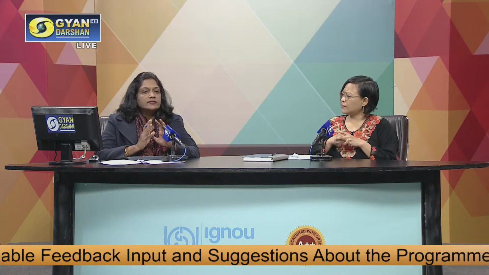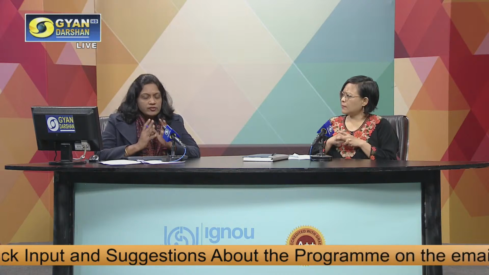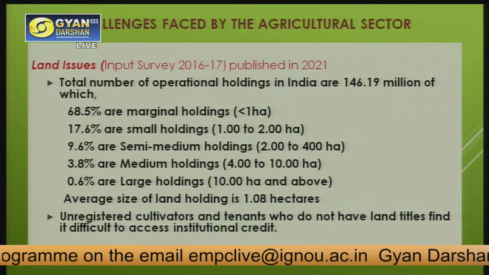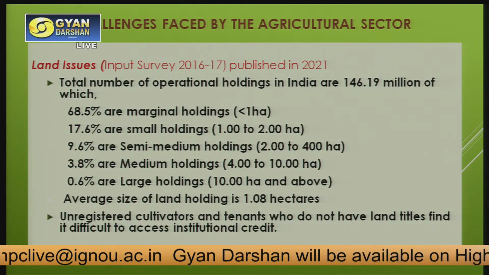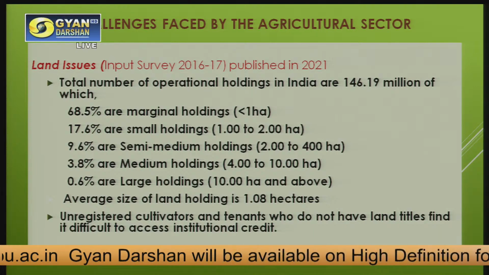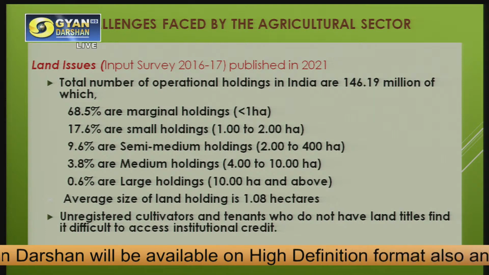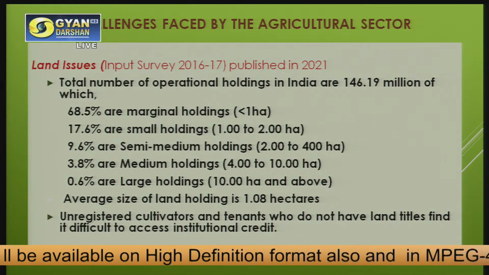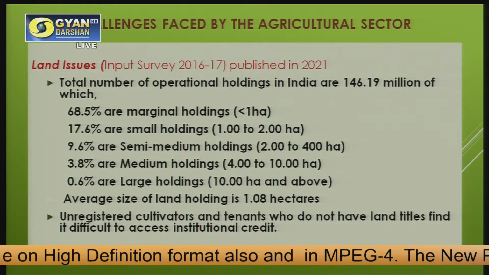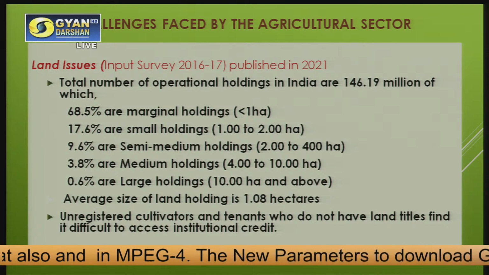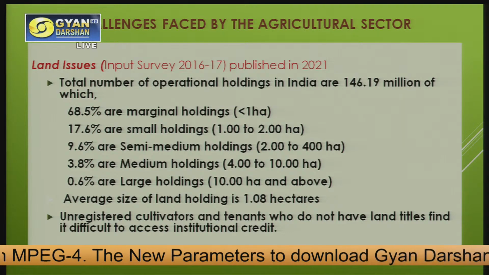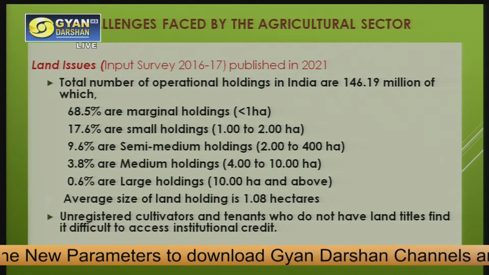Now, India has divided the size of holdings into several categories. For example, if the size of holding is less than 1 hectare, these are called marginal holdings. If the size is from 1 to 2 hectares, these are called small holdings. If it is from 2 to 4 hectares, these are called semi-medium holdings. If it is from 4 to 10 hectares, it is called medium holdings. And if it is above 10 hectares, it is called large holdings.